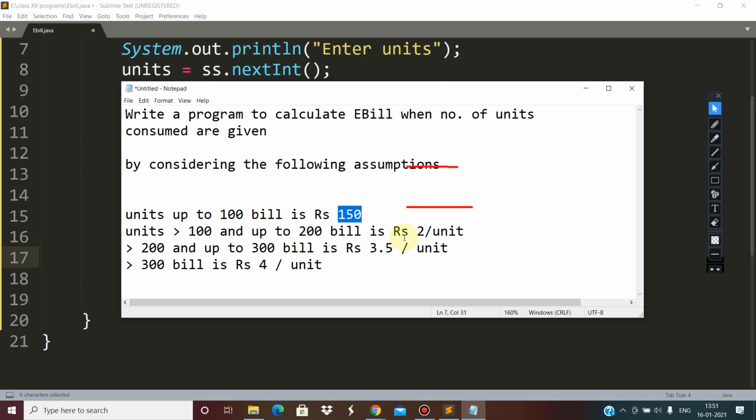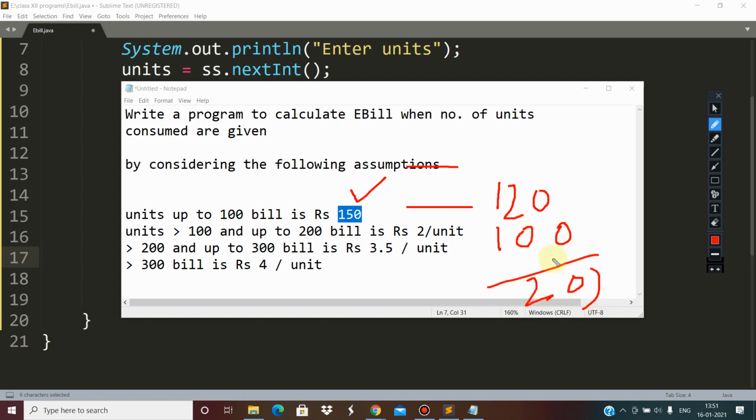More than 100 units, up to 200, the bill rate will be 2 rupees per unit. So suppose any user consumes 120 units. For the first 100 units it is rupees 150, and if you subtract 100 from this, you are left with 20 units, and for these 20 units you need to apply this rate, which is into 2, that's why 40. So 150 plus 40. So the total amount is this. So 190 rupees he has to pay. Gayatri.